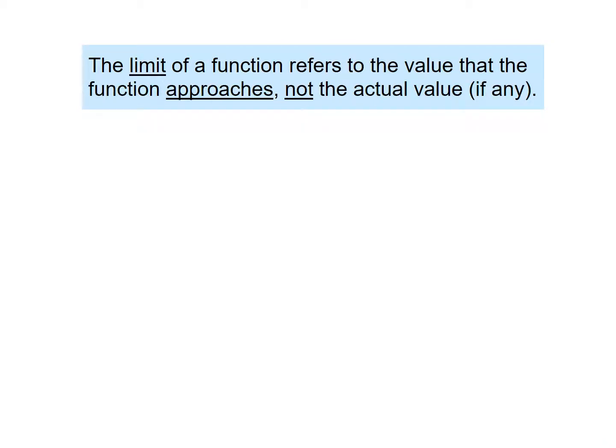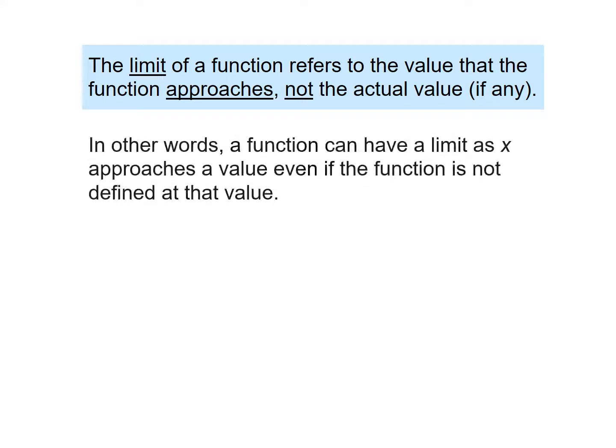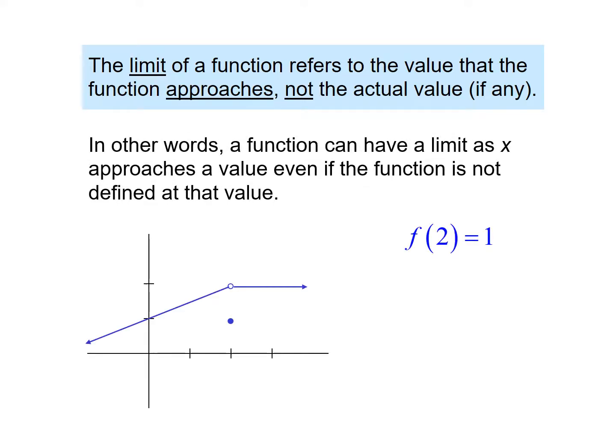Okay, and important to remember that the limit of the function refers to the value that it approaches, not the actual value. So the limit and the actual value could be different values, or it could be that the actual value just doesn't exist. So let's take a look at this right here. F of 2, so go over to x equals 2. We can see that the dot occurs there at 1, so that's where the point actually exists. But the limit as x goes to 2 is 2, because the function from both sides is approaching 2. So the limit is what the function's approaching, not what it is equal to.